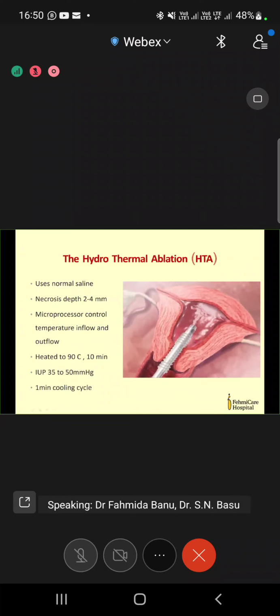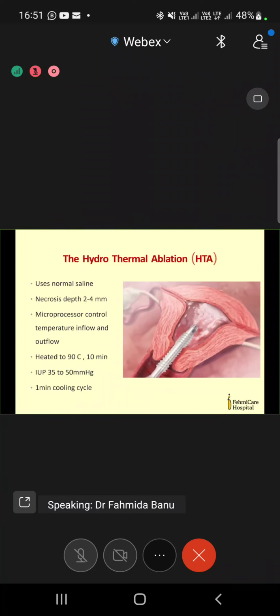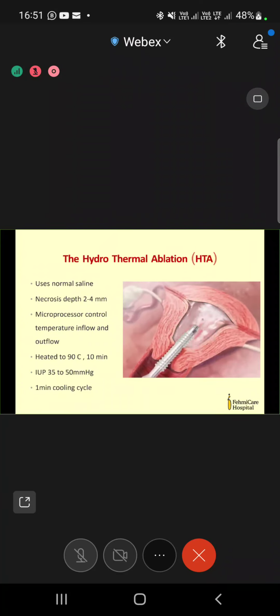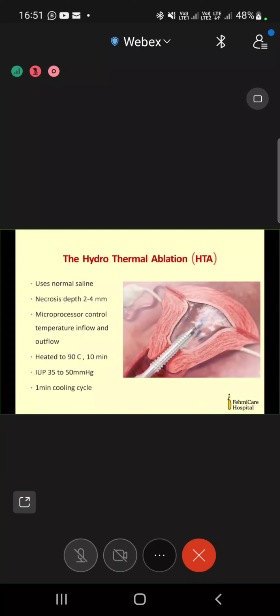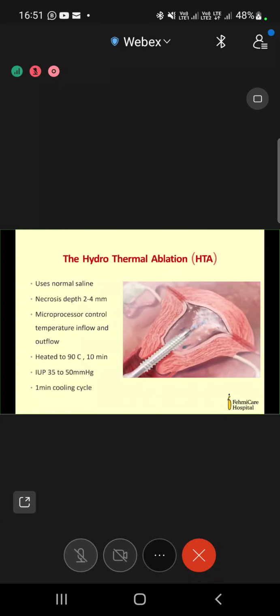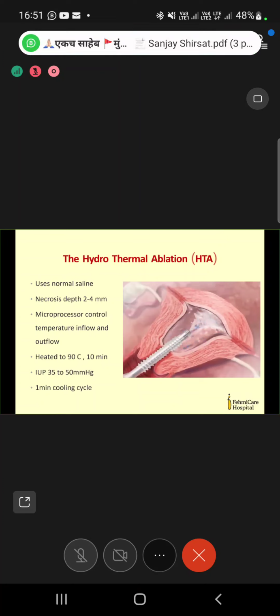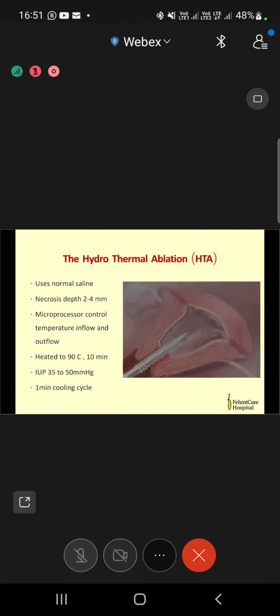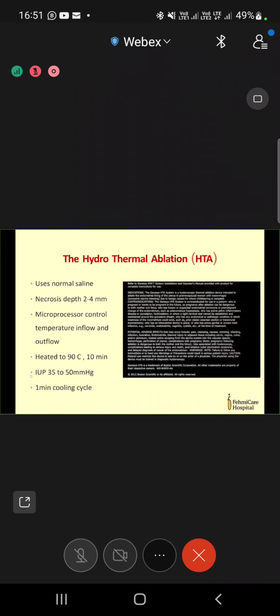So here the endometrium gets burnt. You should wait patiently for 10 minutes. Once the procedure is over, you will get a blip. The fluid inside gets circulated and the entire lining will get ablated. You should patiently wait for 1 more minute, then bring out the probe.